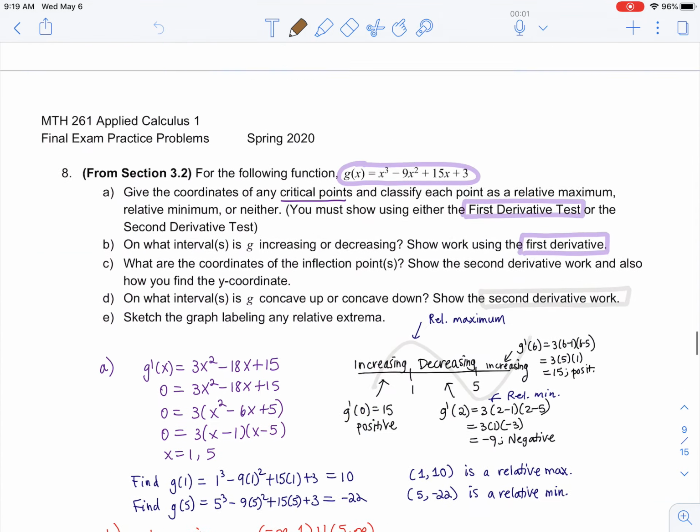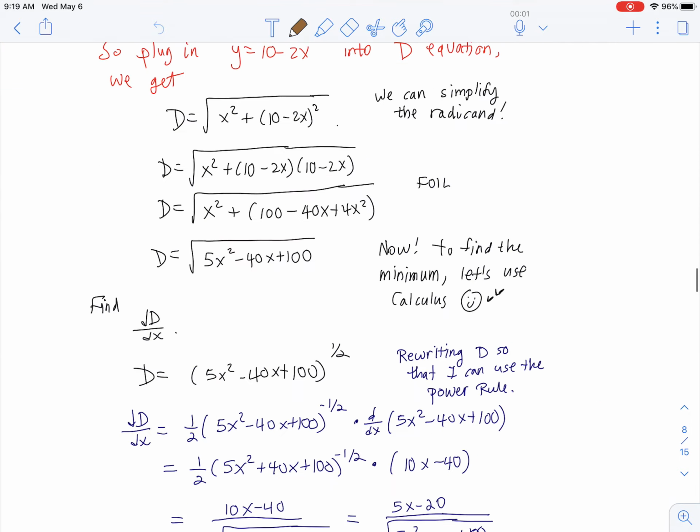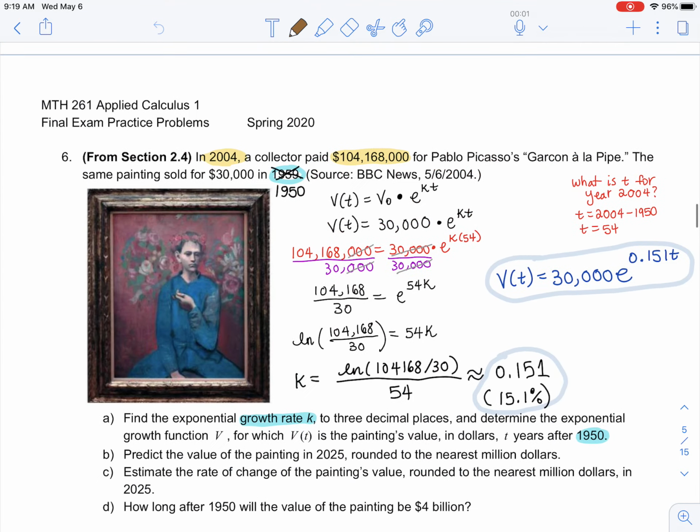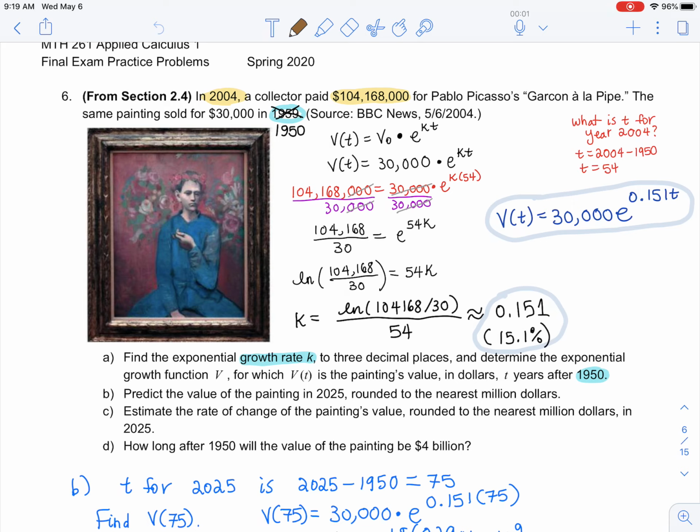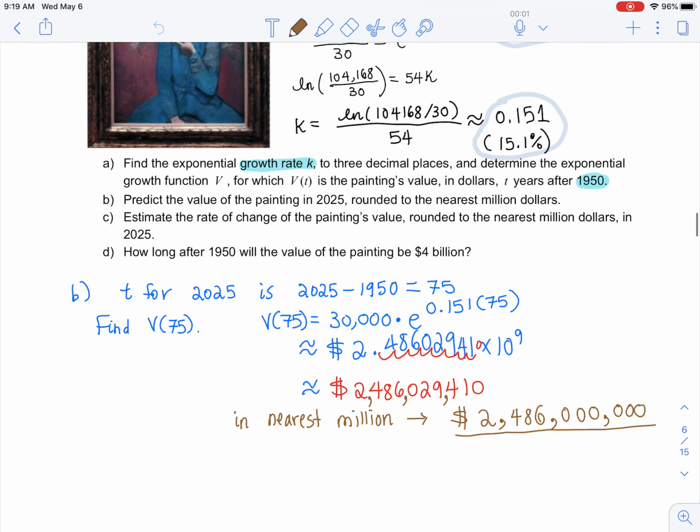All right, I'm back to finish number 6. Let me go find it. Here it is. So I had to stop yesterday. But all right, so I did A and B. A is right next to the painting.